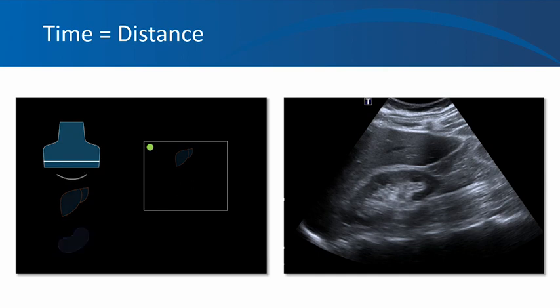Another important principle that helps us understand image orientation on the screen is that echoes from the organs that are close to the transducer take less time to reach back to the machine and appear on the top of the screen. On the other hand, echoes from the organs that are located farther from the probe take a long time to reach back to the probe, and they appear on the bottom of the screen. In this example, the liver is on top of the screen and the kidney is on the bottom of the screen because the liver is closer to the transducer when you are scanning from the anterior or the lateral aspect.